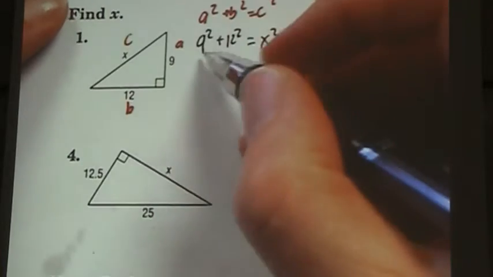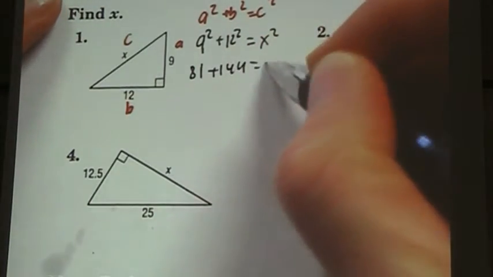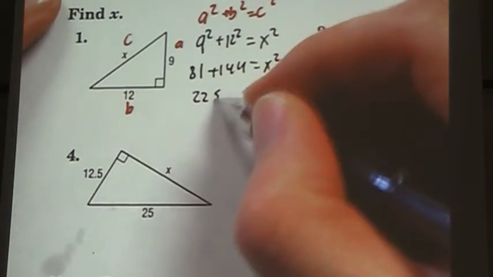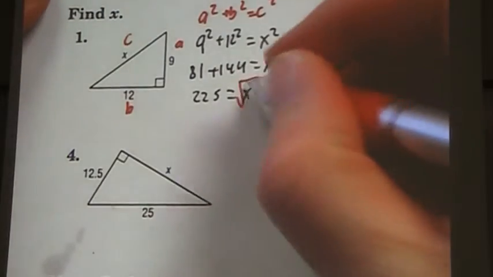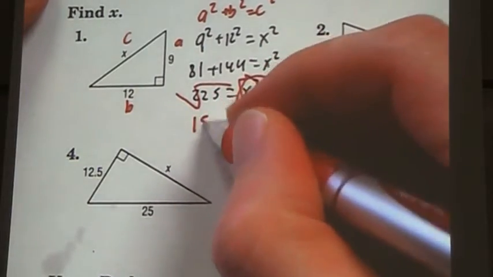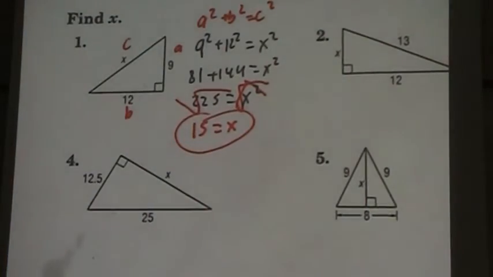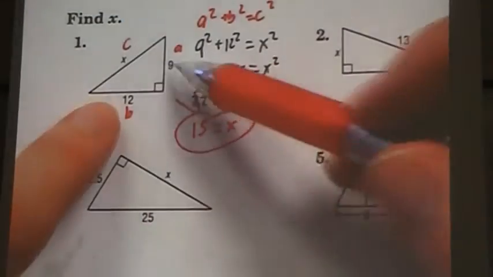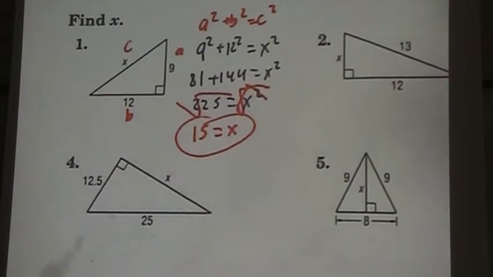Simplify. 81. And then we're going to combine our guys here. 225. Square root both sides. And we've got ourselves 15 equals x. Boom, baby. That would be an example of a Pythagorean triple, because 9, 12, and 15 are all whole numbers. Okay? And it works for Pythagorean theorem.